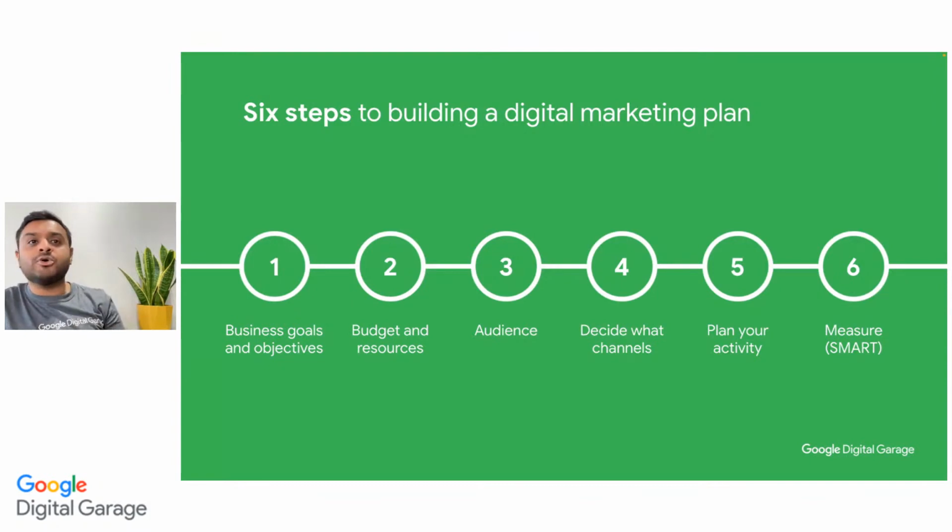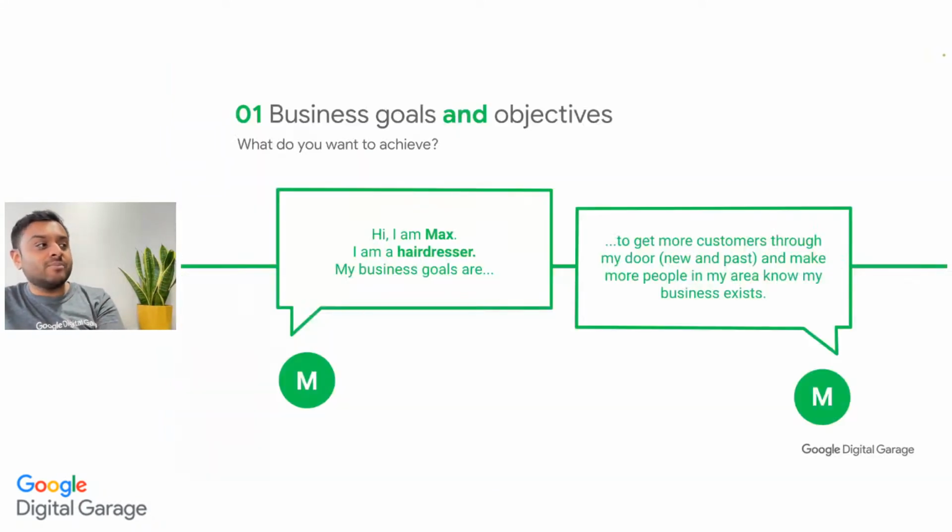Now, just to help us as we go through these 6 steps, I want to introduce a business example. It helps sometimes, whenever we're going through a concept, a step-by-step approach, to apply this to something. So I want to introduce you to Max, the hairdresser. So they've said, hi, I'm Max. I'm a hairdresser. My business goals are.